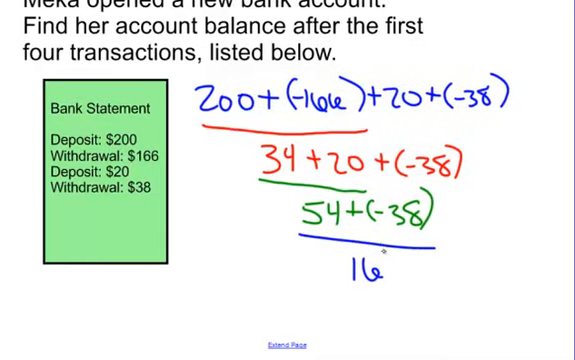So we would write a sentence. Mika has a balance of $16.